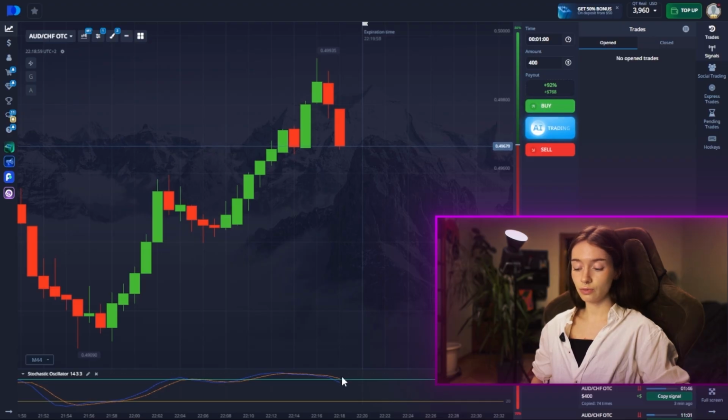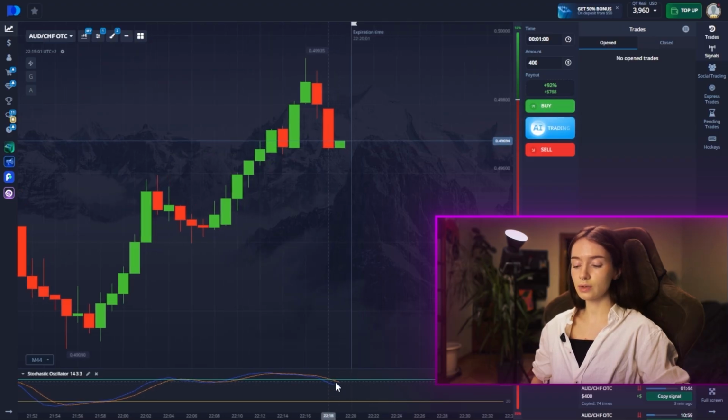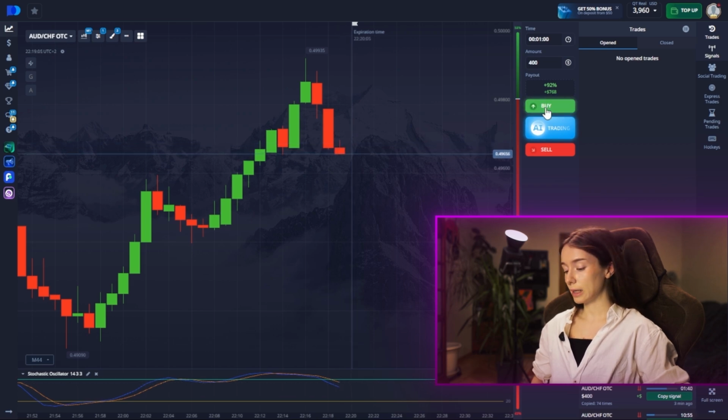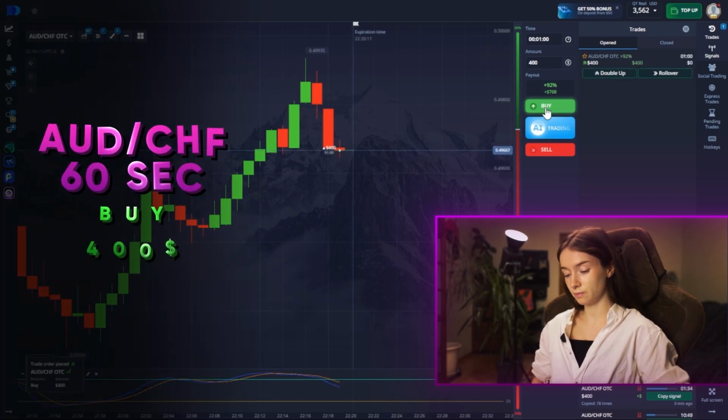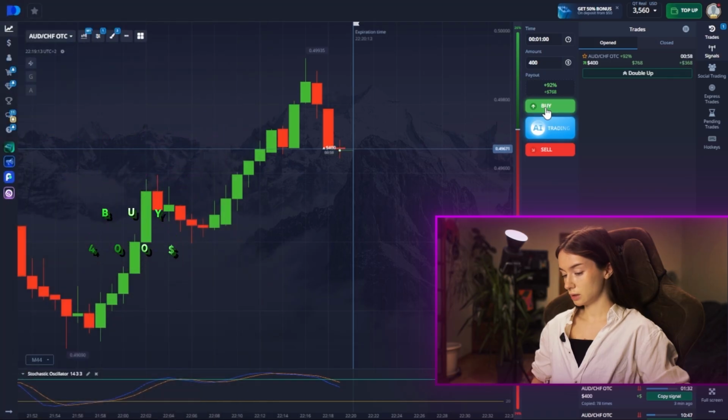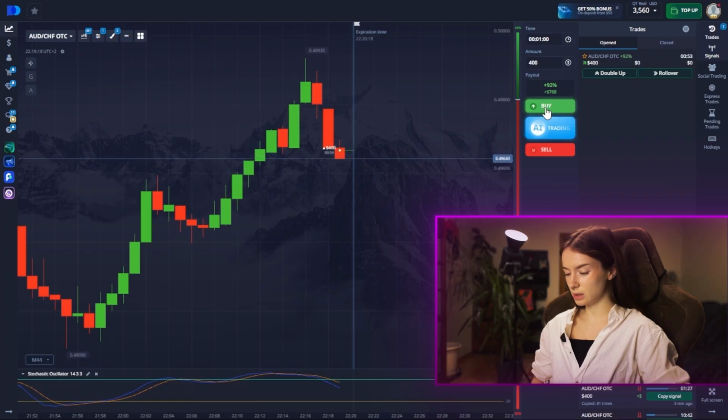We don't rush, we wait. We don't rely solely on the indicator. You see the level is below 80, the distance between the lines is growing and buy is possible, but I'll wait until the candle develops more. I'm not fully confident yet.